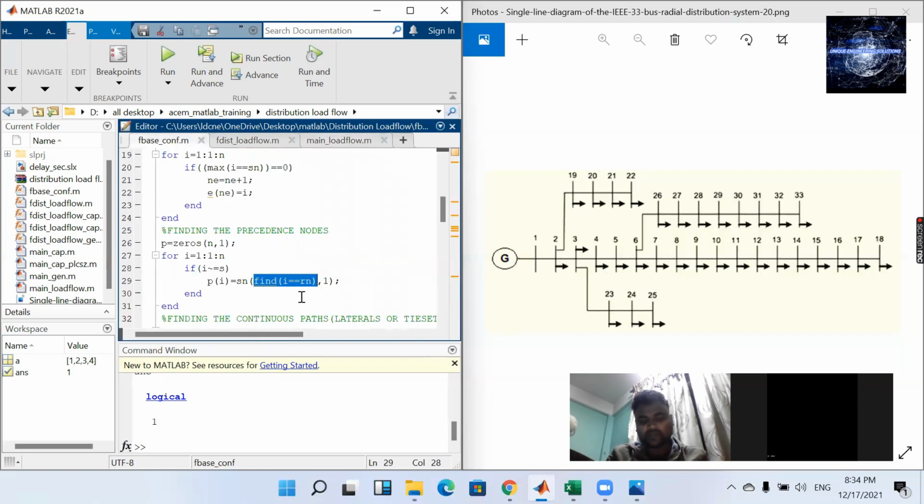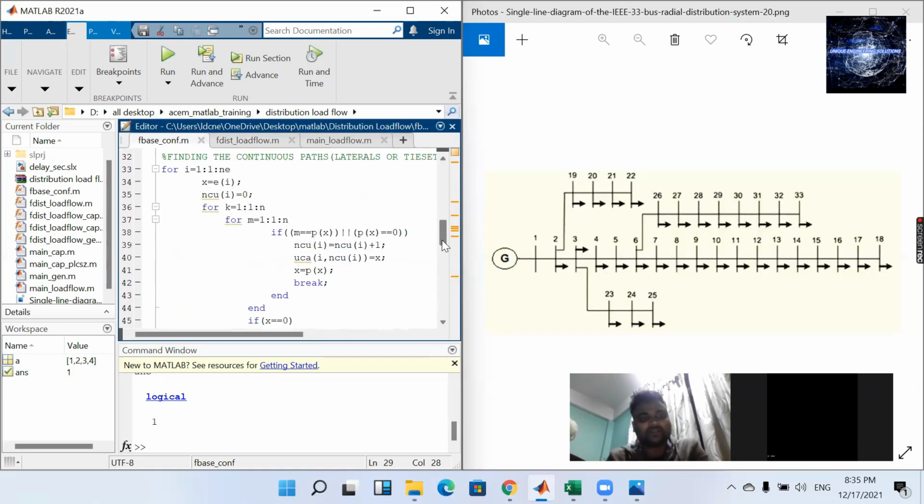So we have to give the index into the sending-in node, then we will get that sending-in node. So here, for I, the preceding node is that sending node whose receiving end is I. So Pi fetches the power to the node I. This is the meaning of precedence node.